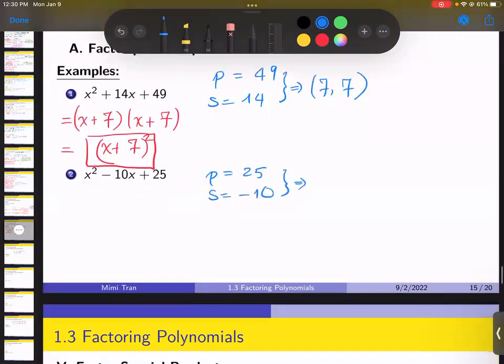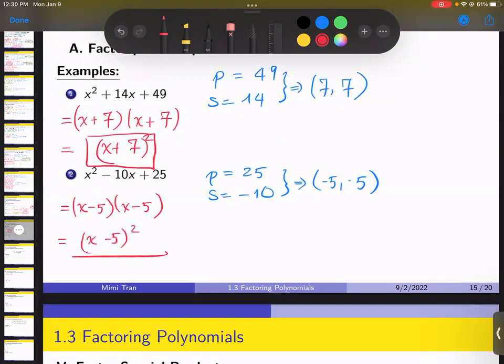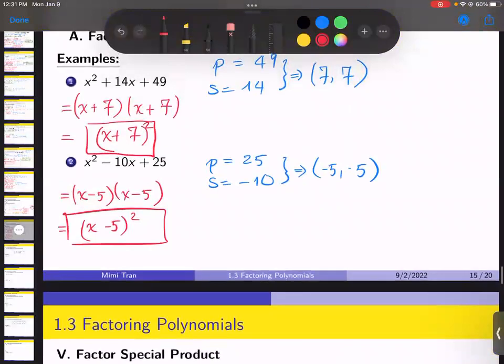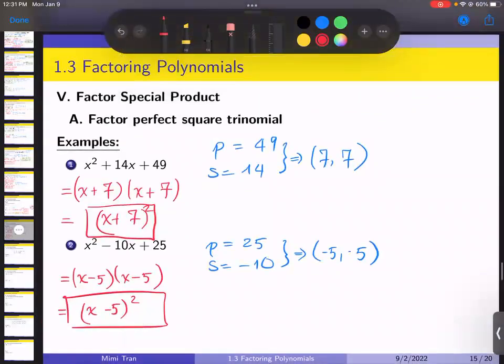What are the 2 numbers? Yeah, thank you. So we have x minus 5, x minus 5. So x minus 5 quantity squared. And those are called perfect square trinomial. A trinomial because of the 3 terms, right? And it's perfect square because at the end you have a perfect square. You can take the square root. Do you have any question up to this point? So far, so good. This is a review.